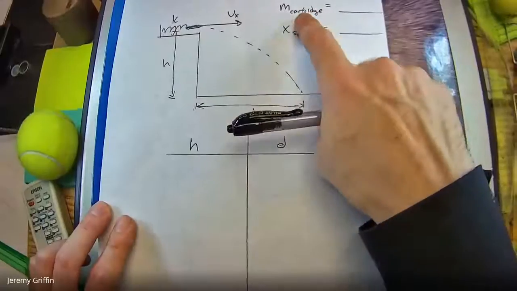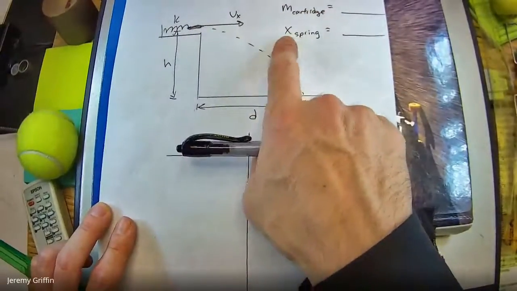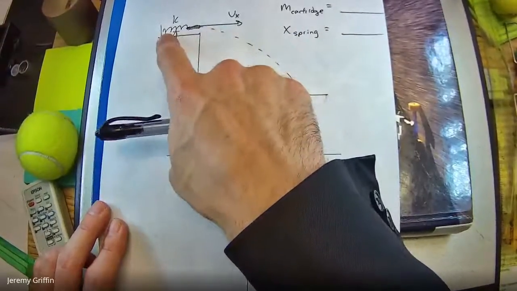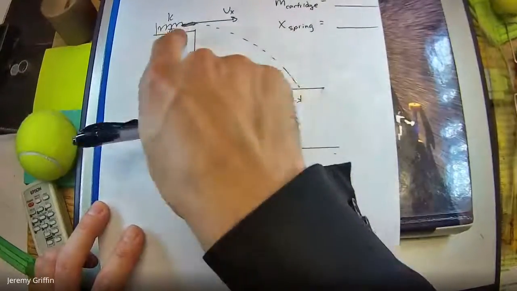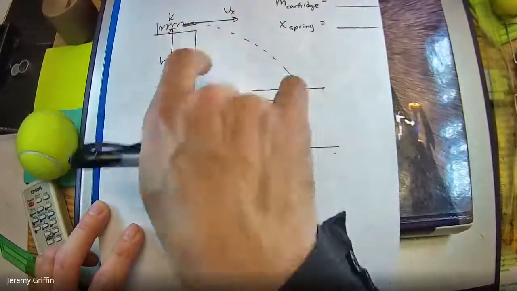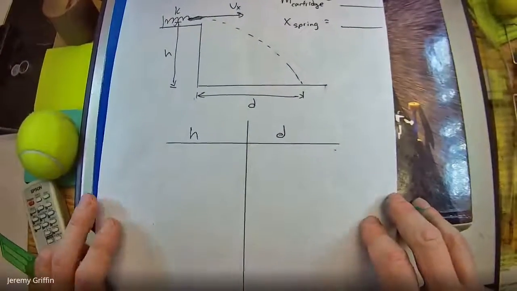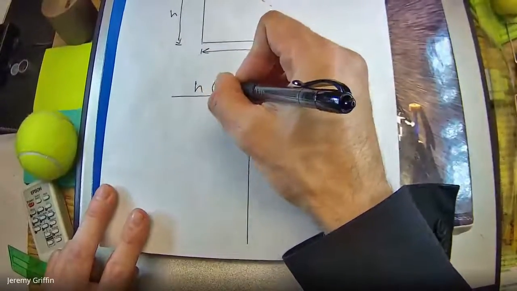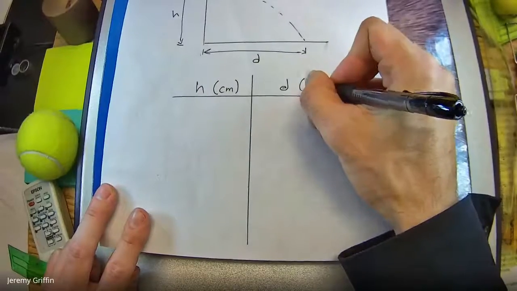We need to grab the mass of the cartridge. It's going to be important. I want you to know, how much is the spring being compressed? So if I push this cartridge into this spring, how much is it compressed? And then we're going to make projectiles out of this, where we're just going to fire it horizontal and see how far it lands on the floor. Ooh, this looks a lot like that coffee cup problem, doesn't it? Okay. And I'm going to measure height in centimeters and distance also in centimeters.